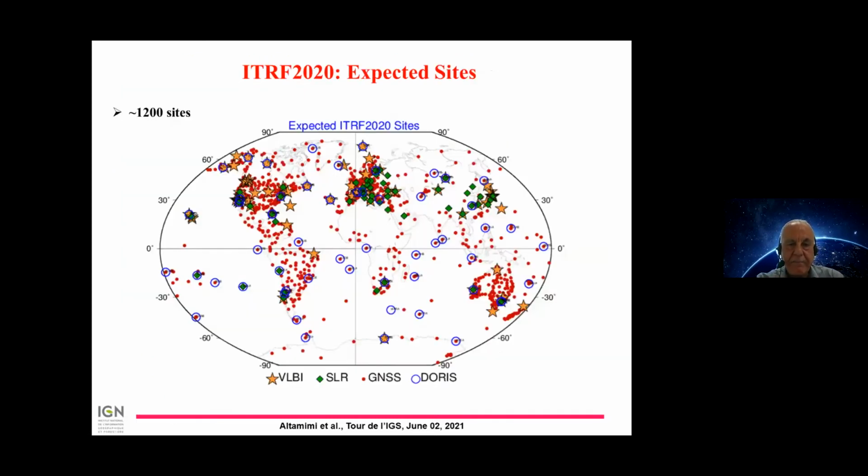Now, this is the map showing the expected ITRF 2020 sites. We will have more than 1,200 sites, as you see on this map. Just to recall, it is not only the IGS that contributes to the ITRF, it's also the three other techniques. And the ITRF would not exist without the contribution of SLR, VLBI, and DORIS. And by that, I want to take this opportunity to thank all the 4 IAG technique services for their contribution to the ITRF along the years.